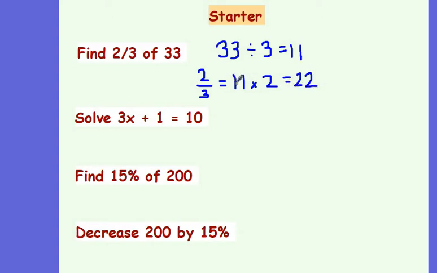For the second question, I asked you to solve 3x plus 1 equals 10. The first thing I'm going to do is subtract 1 from each side of my equation. That tells me that 3 lots of x is equal to 9. And then if I divide both sides of my equation by 3, I'm left with x is equal to what, Adam? X is equal to 3, thanks very much.